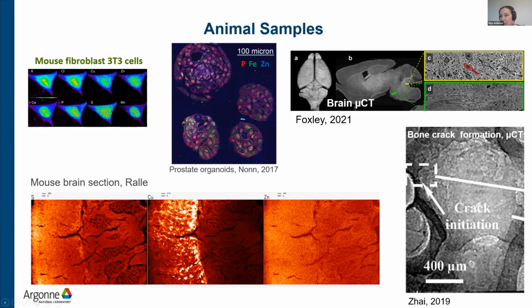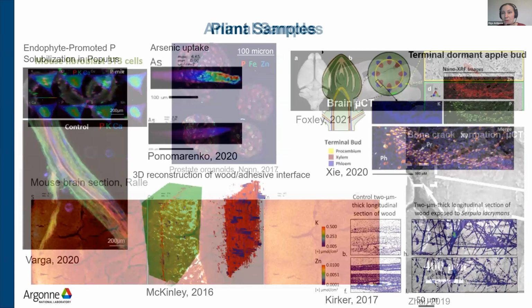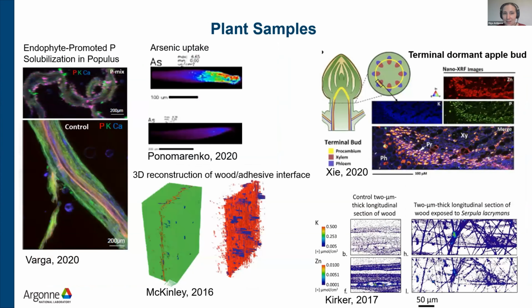And we can also do time resolved studies of biological samples at APS. So Jake Soha does quite a lot of interesting work with insects and dynamic changes within them, as well as other groups doing studies like bone crack formation and propagation using micro-CT. And we also, let's move on to another kingdom, do quite a lot of work with plant samples.